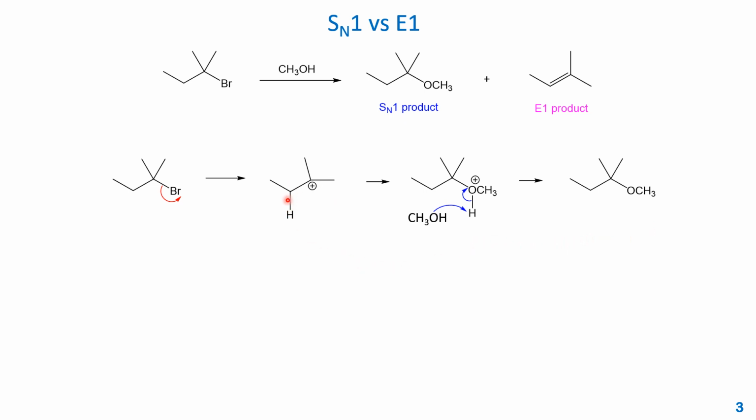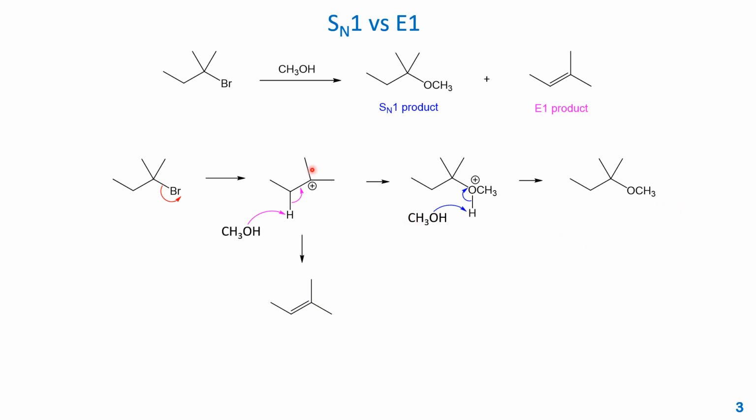E1, I will show this beta proton again, so this will be deprotonated by the weak base. The weak base deprotonates the proton and pushes the electrons of a sigma bond back to form a pi bond. So that will give you the alkene. That is the E1 product. Okay, so you can see from the same intermediate, you can form these two products.